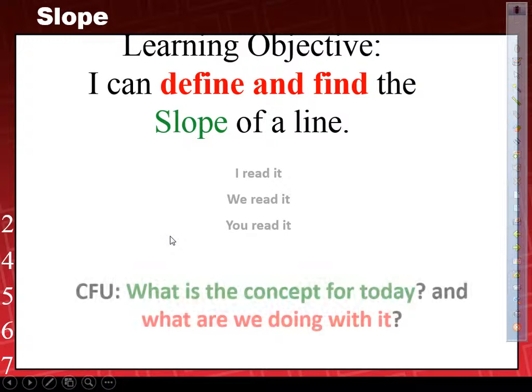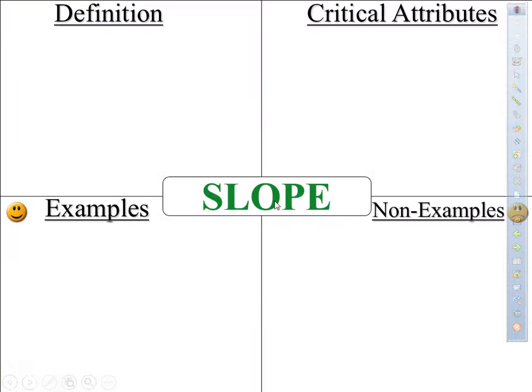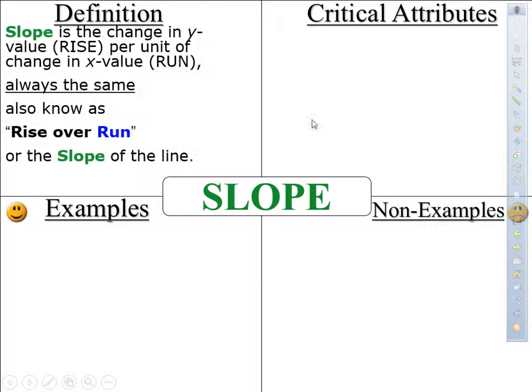Let me give you the definition for slope. So what is slope? Here's the definition. It says, slope is the change in y value, which is a rise, per unit of change in x value, which is a run. It's always the same, also known as rise over run, or the slope of the line. Notice that it says here, it's not the line, right? What is slope? It's the slope of the line. It's not saying that slope is the line. Does that make sense? Yes, Mr. Q. All right, good. Copy that. 20 seconds.